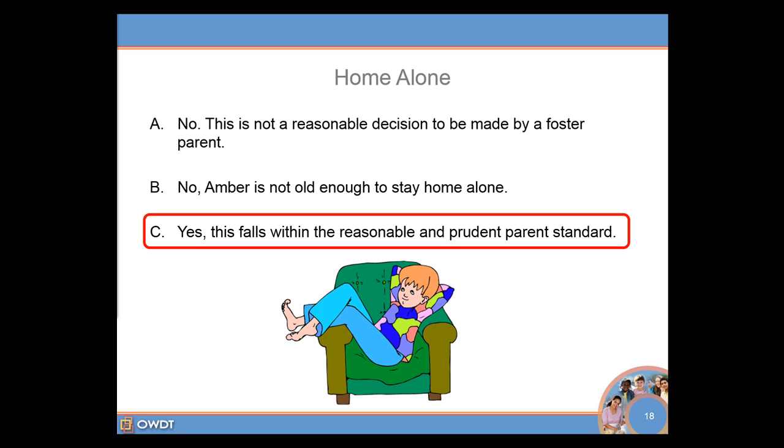The answer is C. Rose must use the factors that should be considered when making this decision. If Rose feels that Amber is developmentally appropriate and has demonstrated responsibility and good decision-making skills, then she can permit Amber to stay home alone for short periods. Rose must help Amber develop a safety plan to include emergency numbers, procedures, and allow contact with the foster parent. Rose should also set safety parameters around things such as activities that Amber can or cannot do, such as answering the door and having friends over.